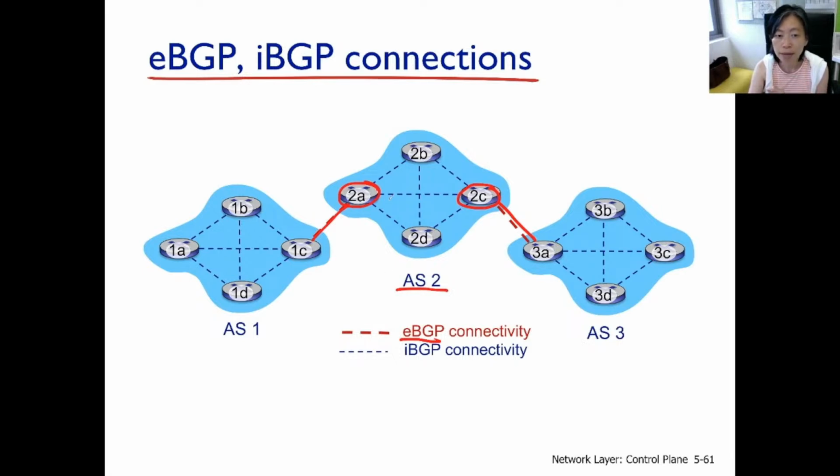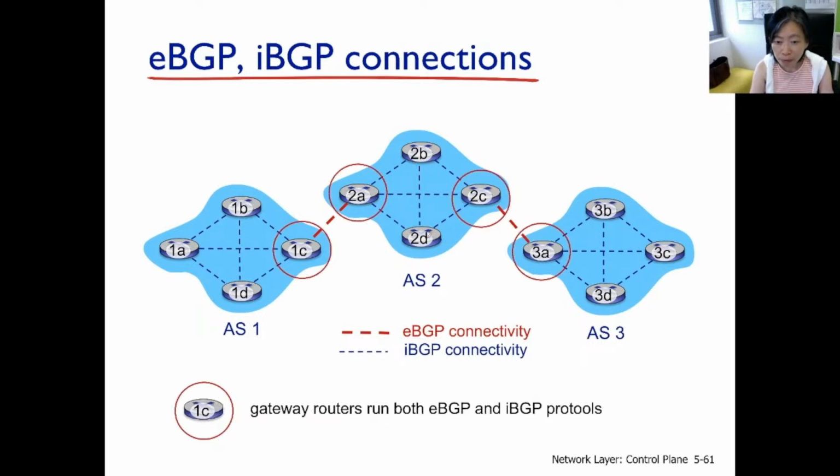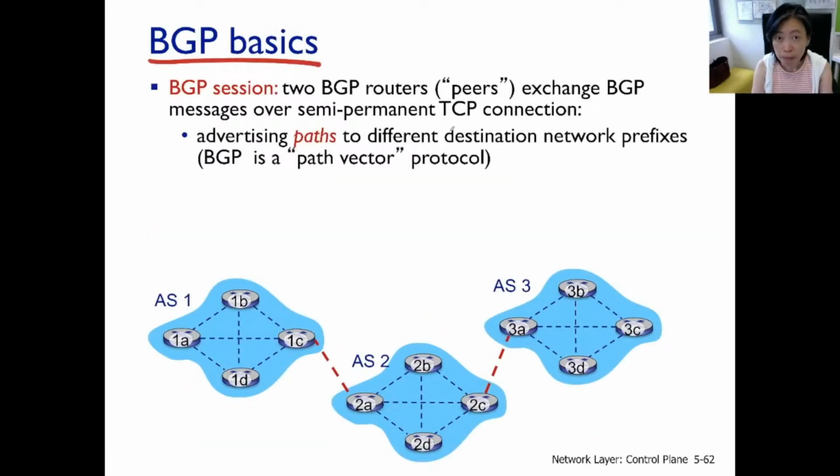But in addition to that, 2B and 2C both need to send path vectors internally. So you see they went through the iBGP connections, in blue. Once again, these are gateway routers, and the gateway routers you see having both the red connections and the blue connections run both the eBGP part of the protocol as well as the iBGP part of the BGP protocol. Those BGP connections are often referred to as the BGP sessions.